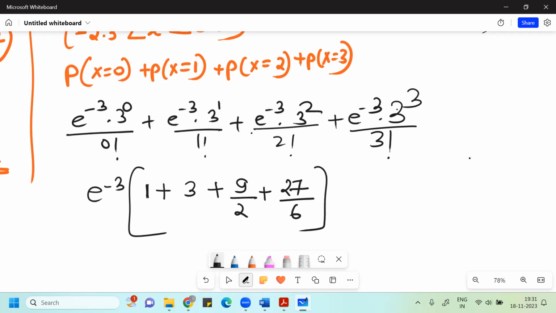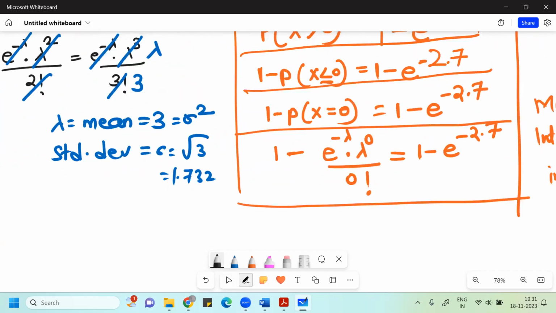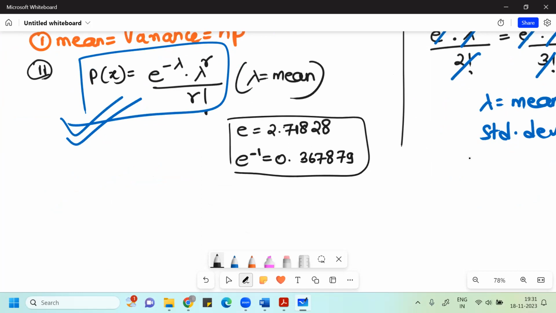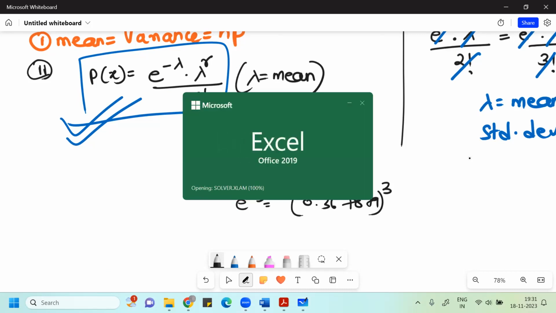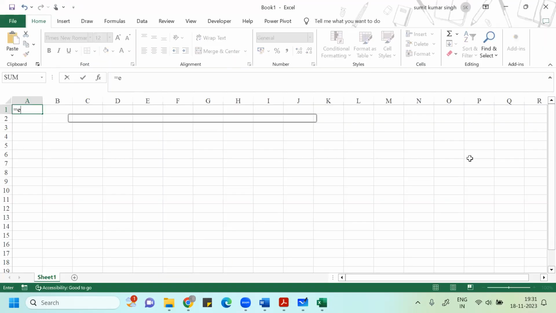And what is e to the power minus 3? You should know. You know what is e to the power minus 1. So what is e to the power minus 3? That would be 0.3678779 whole cube. I can find this value, right? One minute. Use a normal calculator. You will get the answer.